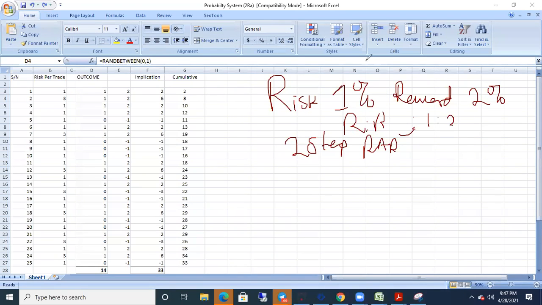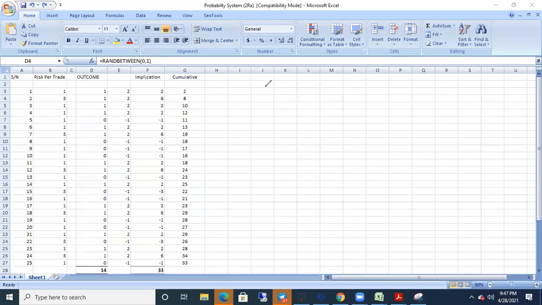And what do I mean by 2-step rinse and repeat? If we have a first trade and is a winner at 1:2, it means we would have risked 1% and gotten a reward of 2. Upon the second iteration of the trade, rather than risk 1%, we'll add this 1 to this 2 and now risk 3%.